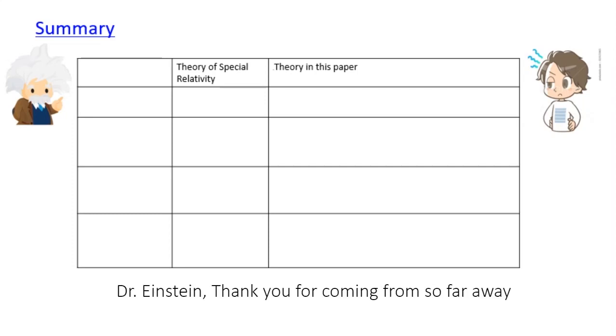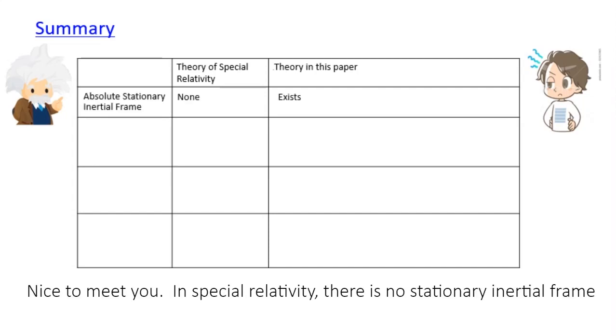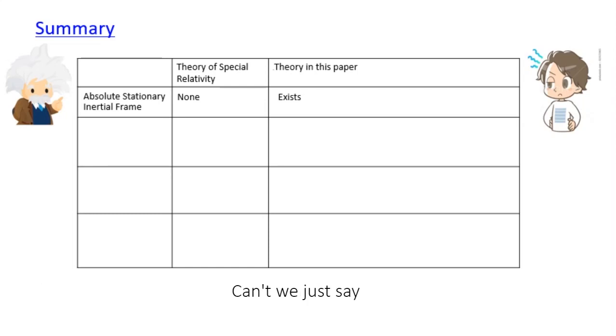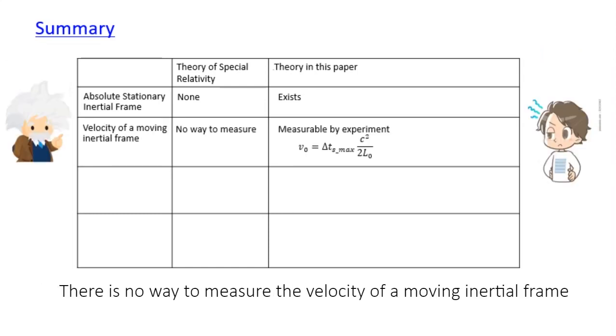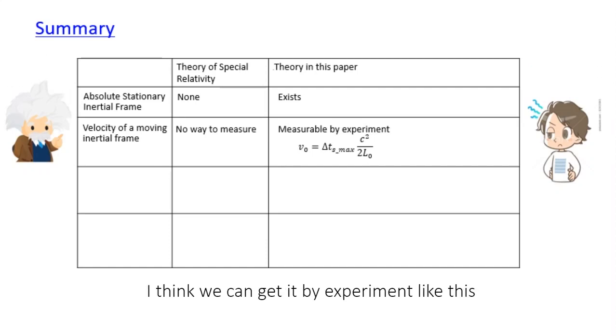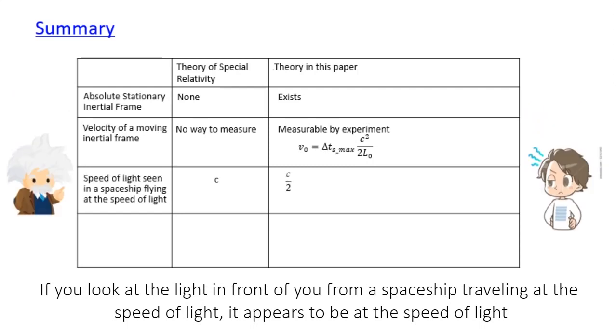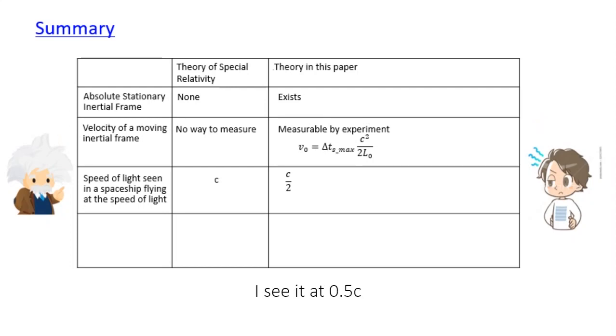Dr. Einstein, thank you for coming from so far away. Nice to meet you. In special relativity, there is no stationary inertial frame. Can't we just say, there is no way to measure the velocity of a moving inertial frame. I think we can get it by experiment like this. If you look at the light in front of you from a spaceship traveling at the speed of light, it appears to be at the speed of light. I see it at 0.5 c.